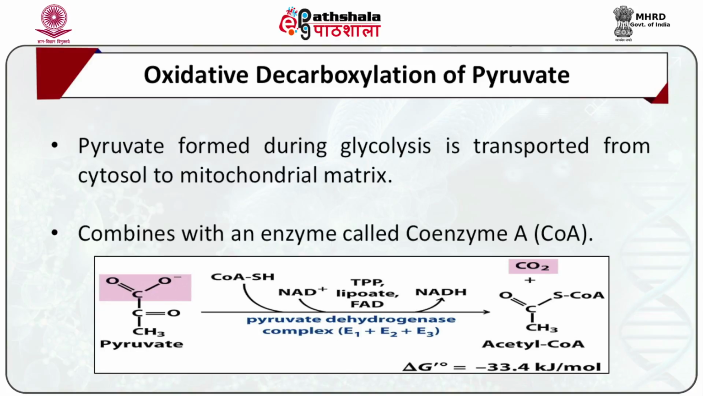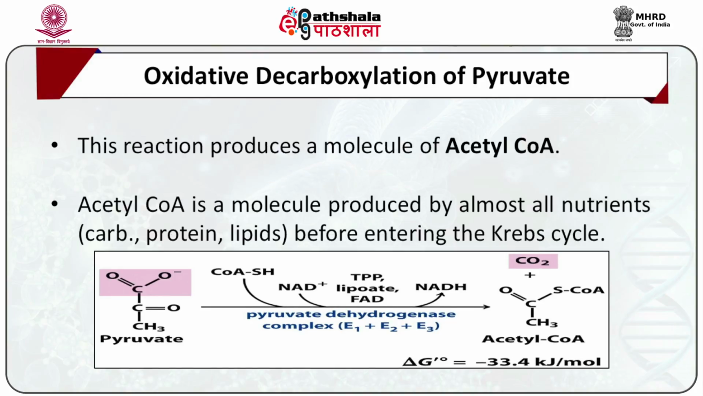Oxidative decarboxylation of pyruvate. Pyruvate, formed during glycolysis, is transported from the cytosol to the mitochondrial matrix. 3-carbon containing pyruvate is converted into carbon dioxide and 2-carbon acetyl coenzyme A in the presence of coenzyme A, and this reaction is catalyzed by pyruvate dehydrogenase.